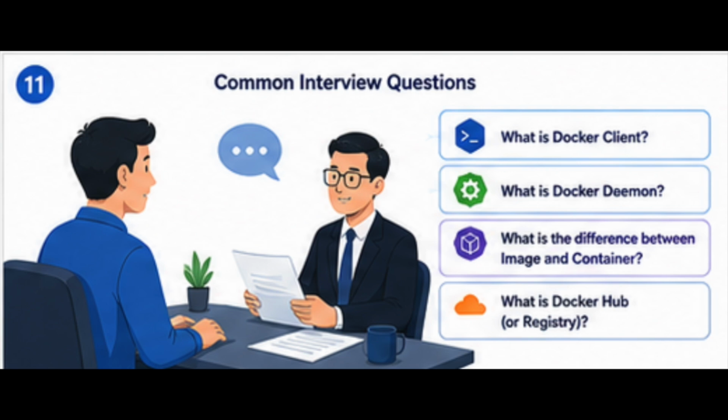These are some of the most common Docker interview questions. Interviewers may ask, what is the role of Docker client? What does the Docker daemon do? What is the difference between an image and a container? What is Docker Hub? And if you understand today's architecture, answering these questions becomes much easier.